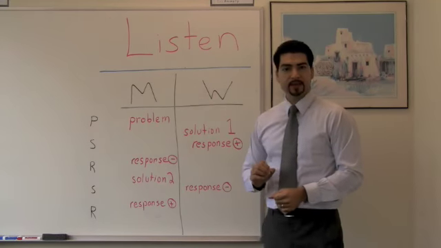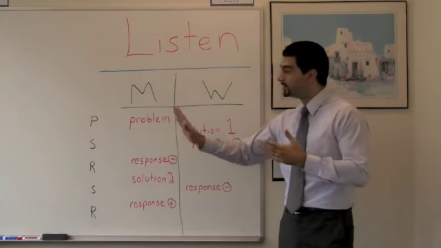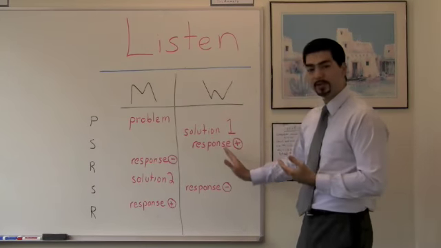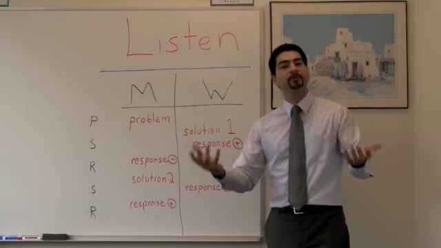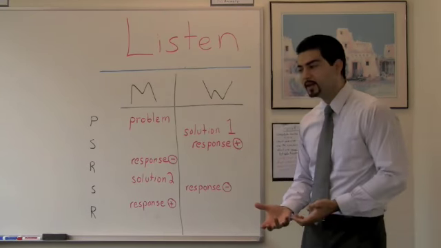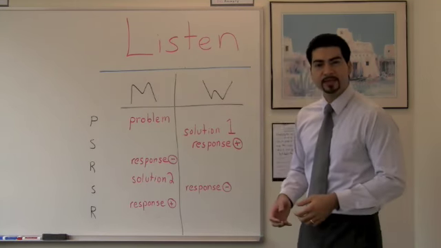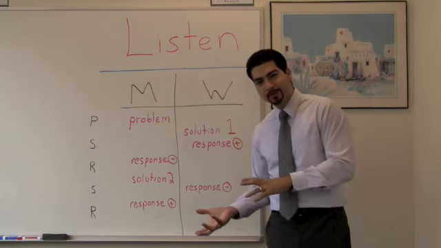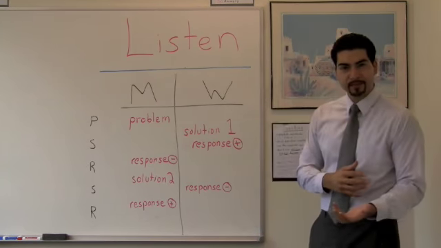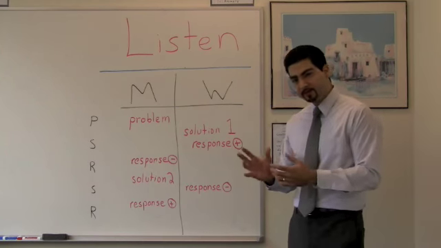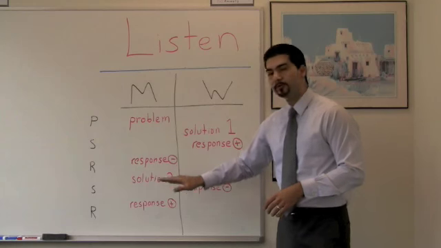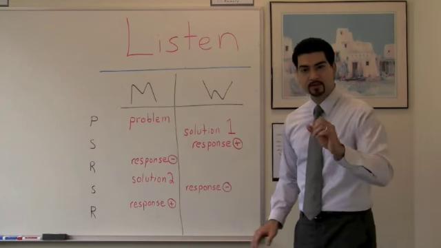After the problem is discussed, one of the students, could be the same student that had the problem, could be the other student, is going to offer a solution. Hey, why don't you try this? To that solution, the two students are going to have responses, meaning they're going to say, well, that solution is good because of this, but it's also bad because of that. So they're going to go back and forth with it. After that, there's going to be a second solution. And the same thing is going to happen.